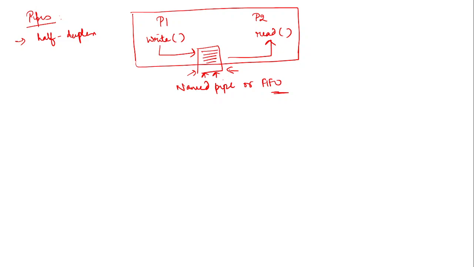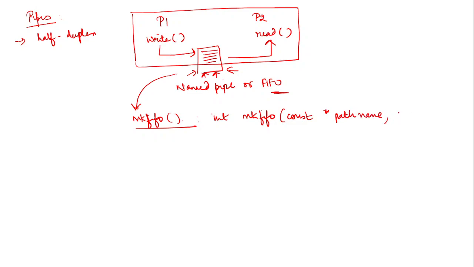This file can be created with the help of the function mkfifo. This is the function which can be used to create the FIFO file. And what exactly is the syntax of this function? Let me just write the syntax. int mkfifo(const char *pathname, mode_t mode).